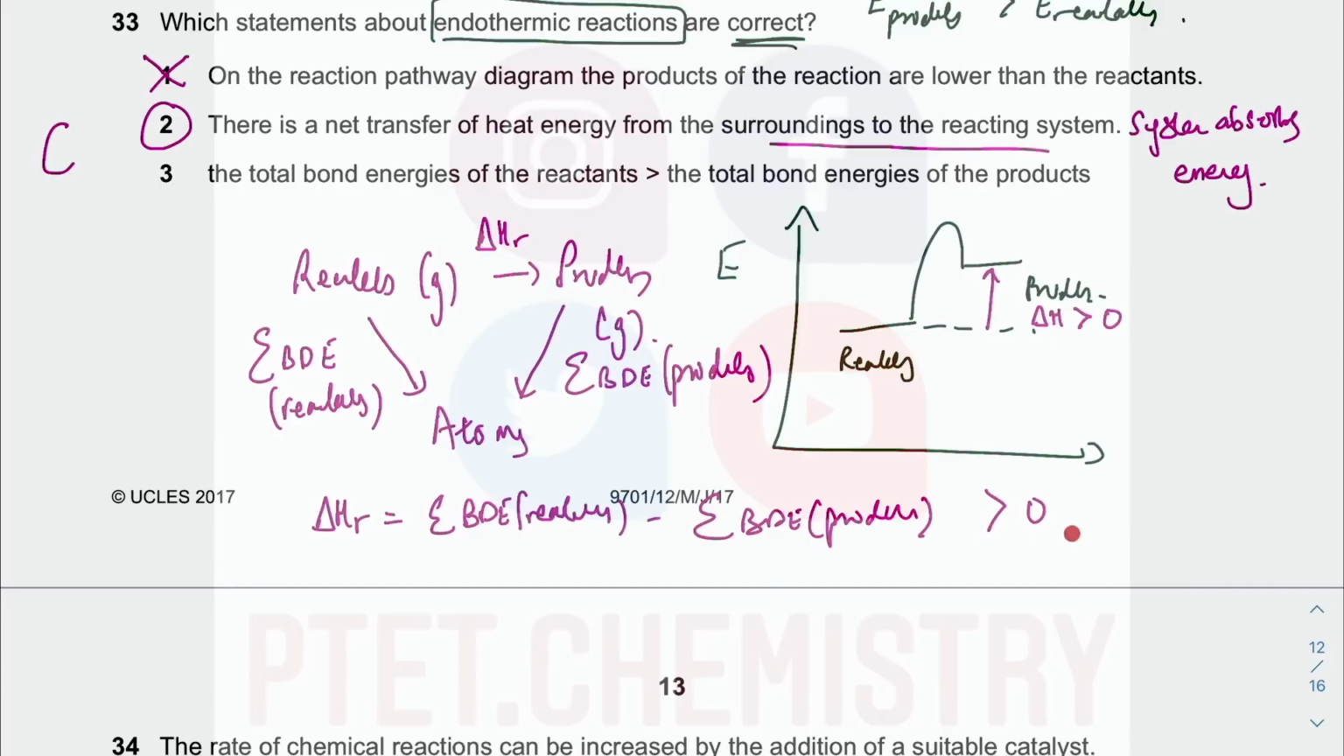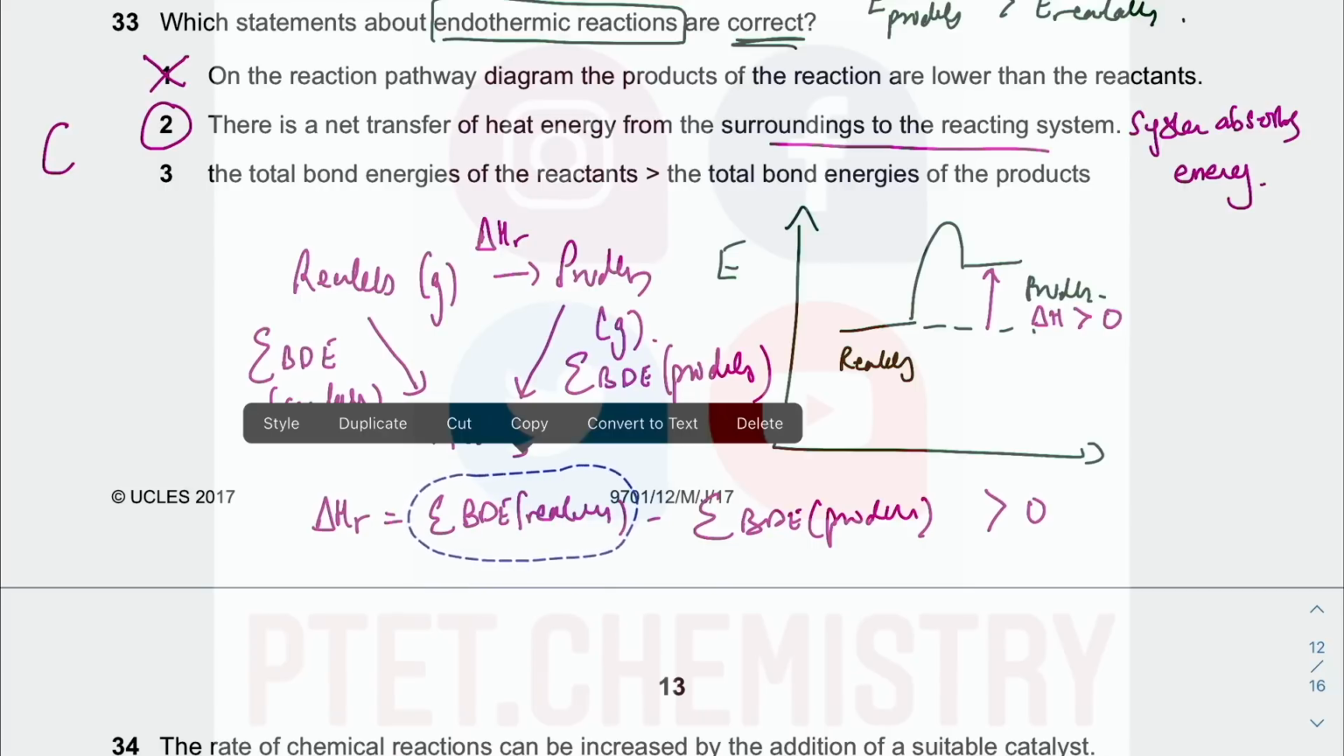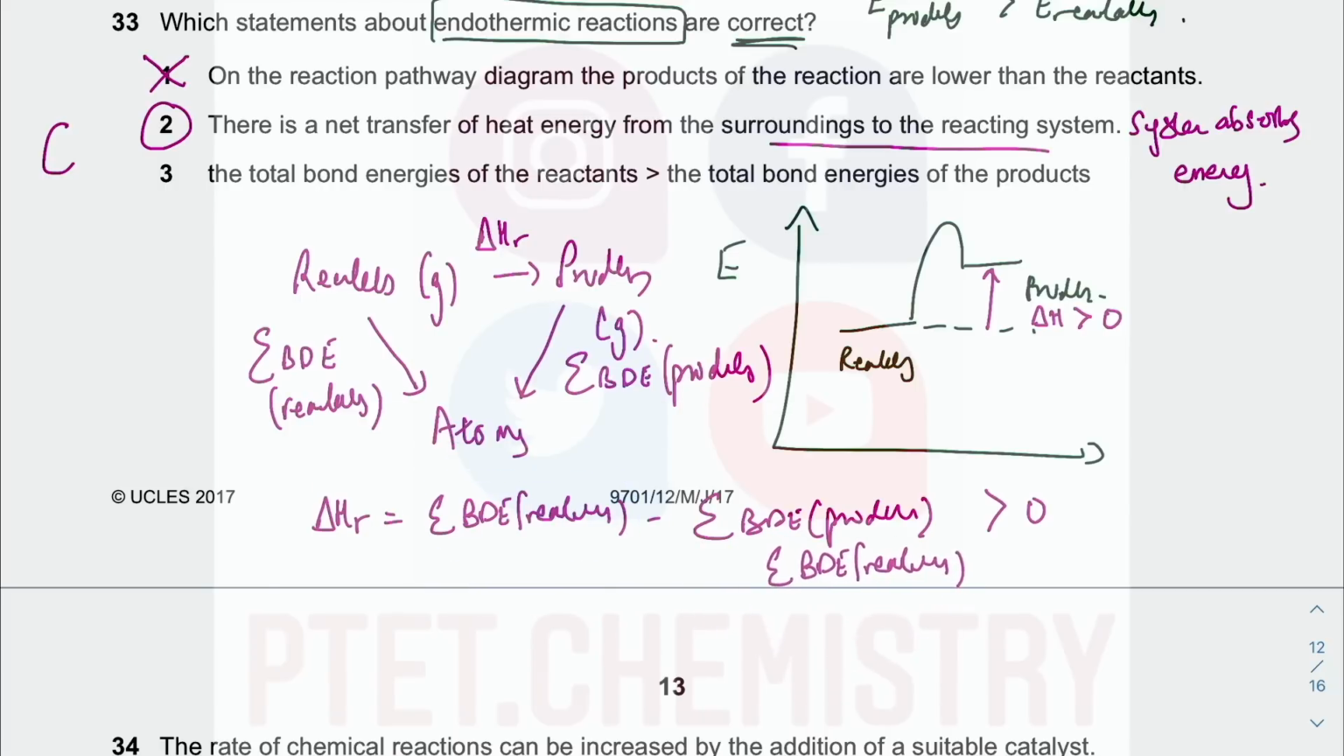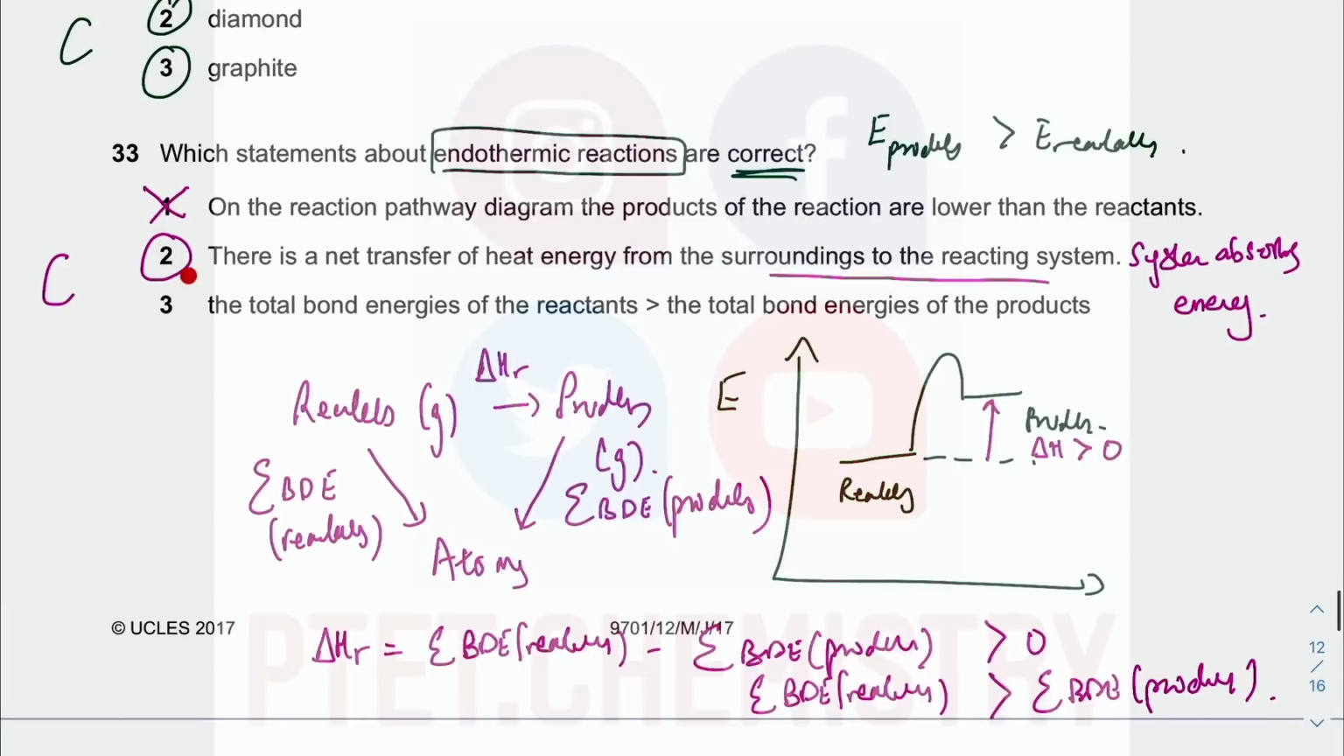If that's greater than 0, I could move this to the other side. So I could establish that this thing must be greater than the sum of the bond energy of the products. And that is exactly what it says. The bond energy of reactants is greater than the bond energy of the products. This inequality is obtained by looking at this Hess's law relationship. But of course, if you can work out 2 is correct, 1 is incorrect, you already know that 3 must be correct by logic.